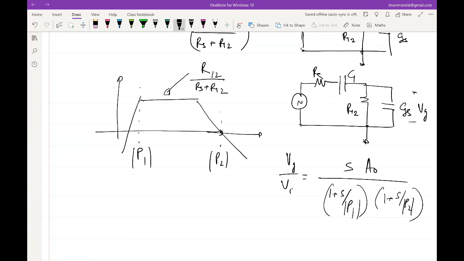So in case of low pass, we had put S equal to 0. Everything vanishes and we get that coefficient. In case of high pass, we put S equal to infinity. Everything vanishes, we get some coefficient. In this case, it's a band pass. So what value of S should you put? You have to put somewhere in between these two poles, right? Half or anything above P1 and less than P2. That's what the Bode approximation is telling us.